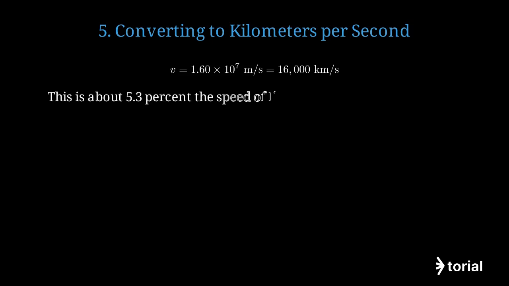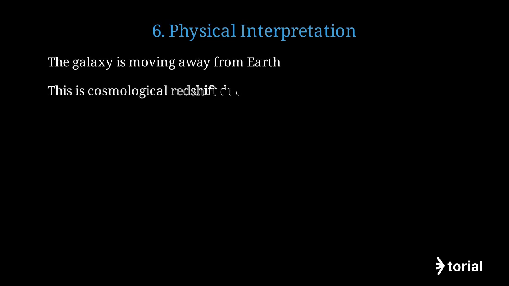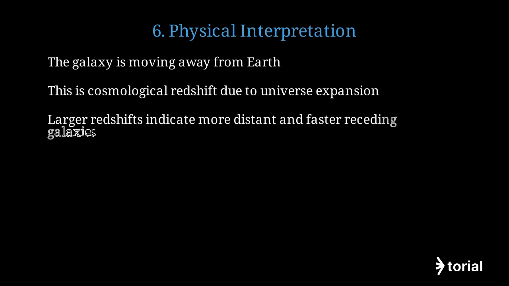This means the galaxy is moving away from us at about 5.3% the speed of light. The galaxy is receding from Earth at 16,000 kilometers per second, which is why we observe the redshift in the hydrogen spectrum. Let's understand what this result means physically. The positive velocity confirms the galaxy is moving away from Earth, not toward it. This redshift is actually due to the expansion of the universe itself, not just the galaxy's motion. In general, galaxies with larger redshifts are both more distant and receding faster from us.